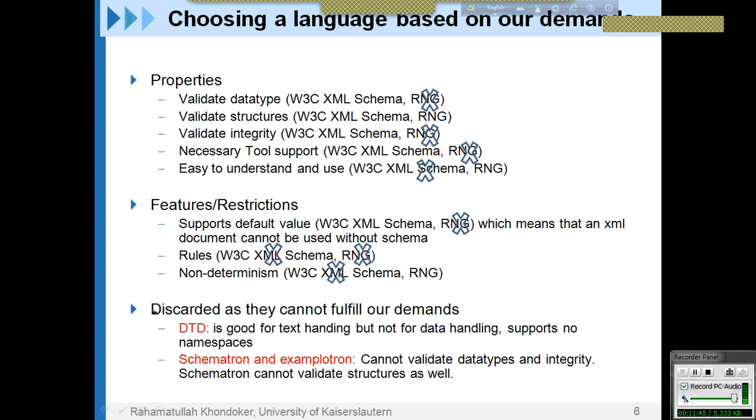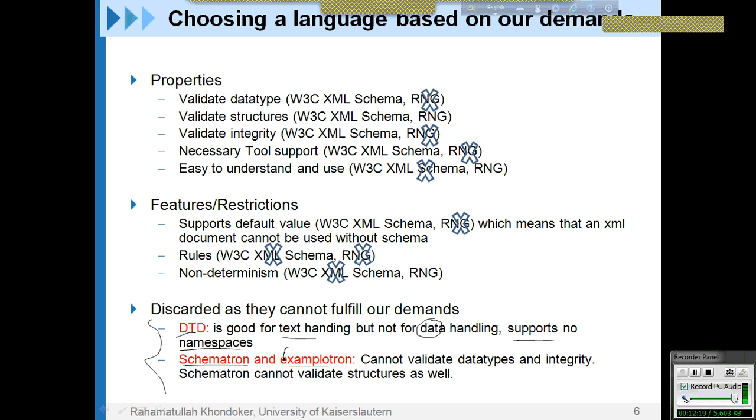Now here I will just go across to the last point, that is when DTD should be used. DTD, or document type definition, should be used when you need to handle text. But if you want to handle data, then it's not a good idea to use DTD. Moreover, DTD has no support for any text. And if you want to validate your document based on rules, then you should use Schematron or Examplotron.